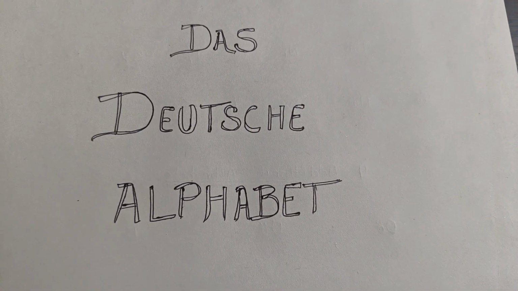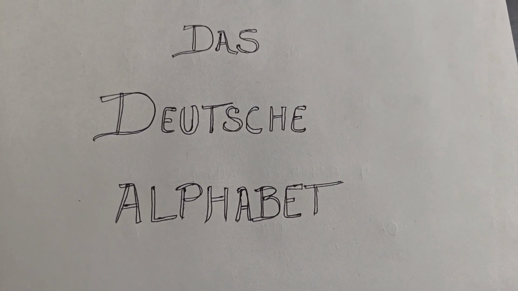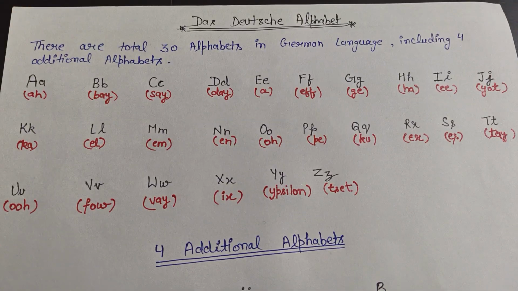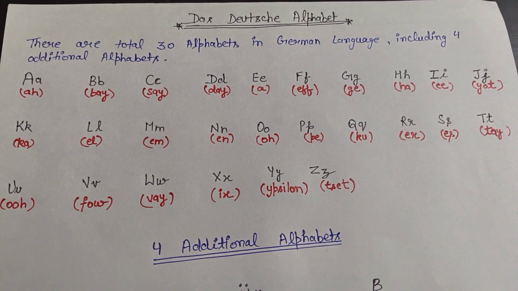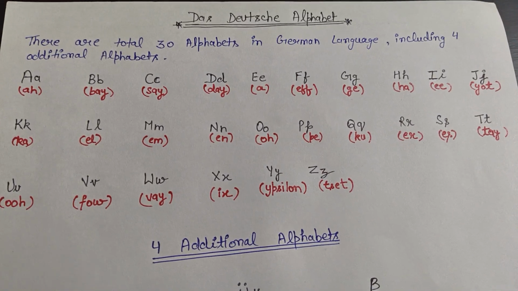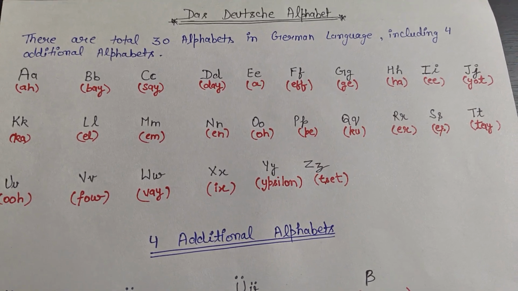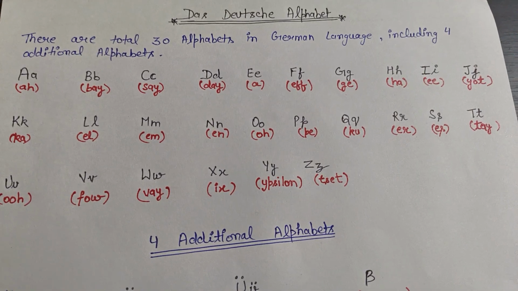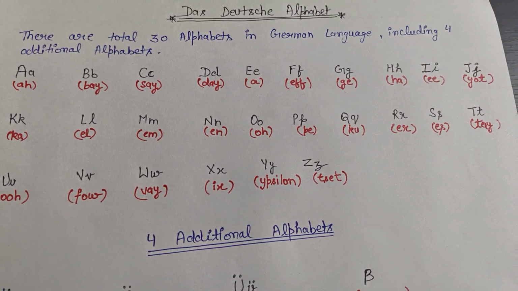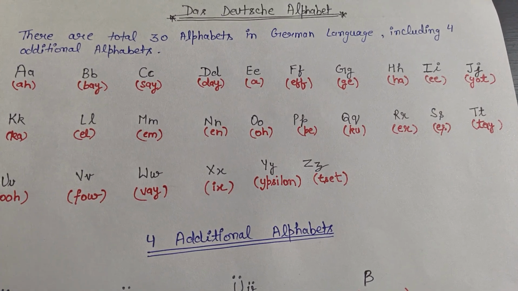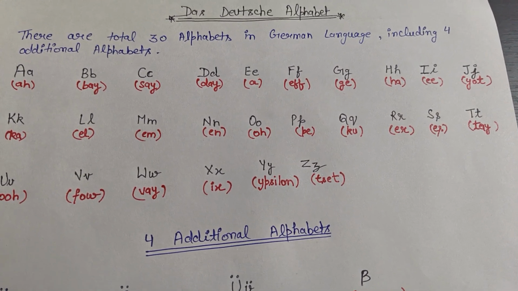I'll guide you step by step through all 30 letters of das Deutsche alphabet. So, let's jump right in. Firstly, it's important to understand that in German there are 30 letters in total. 26 of them are the same as in the English alphabet, while the remaining 4 are special characters that are unique to German. Let's explore them together.